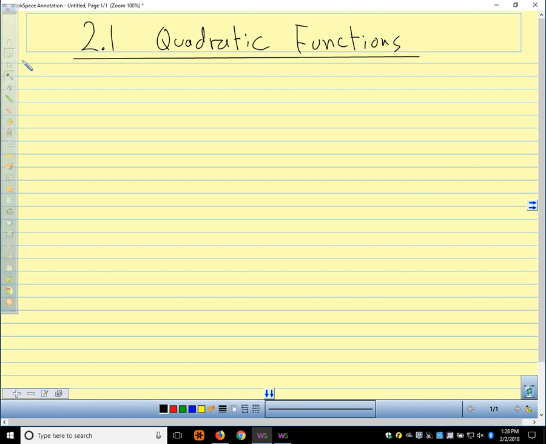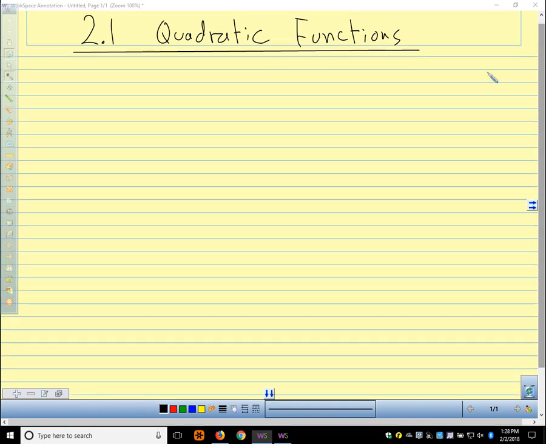Chapter 2 is really kind of right in the heart of algebra. What we're going to be doing is solving equations, finding zeros, factoring, all of that very straight up algebra stuff. Yes, it should be easy. Should be mostly review.